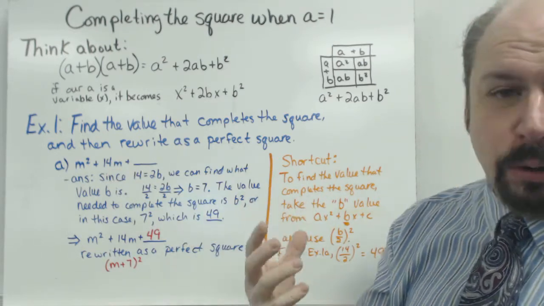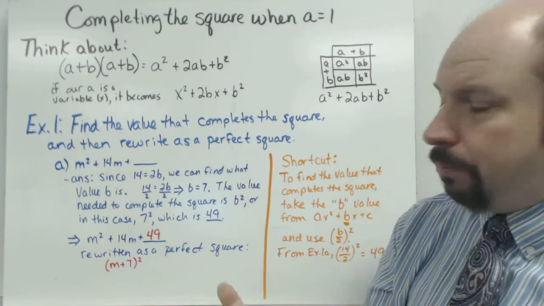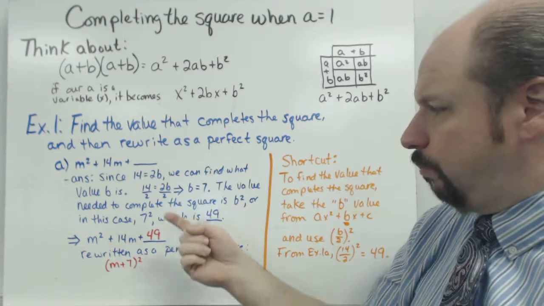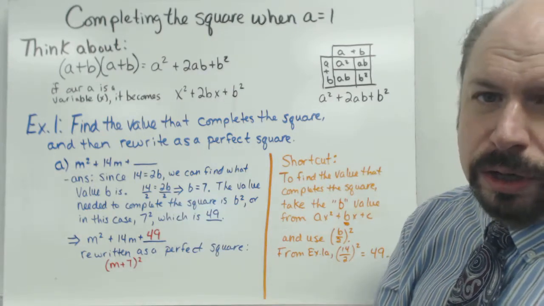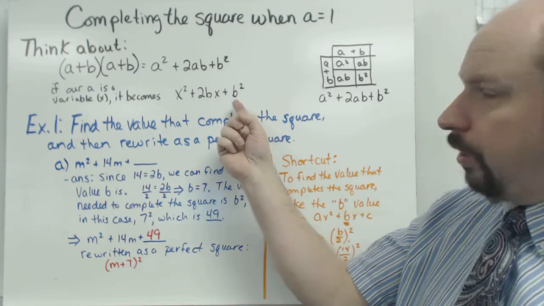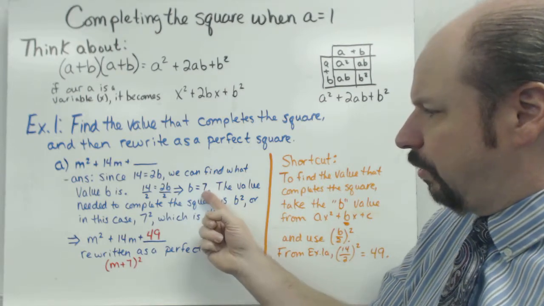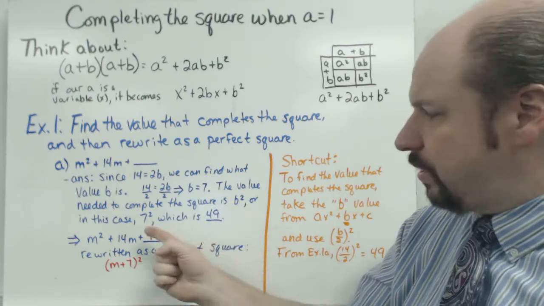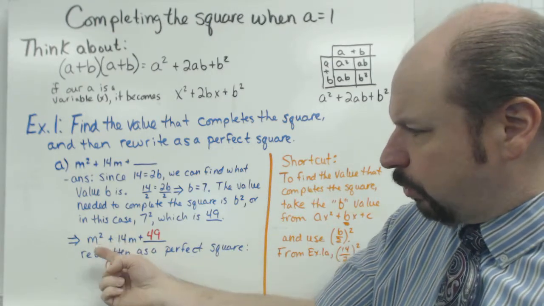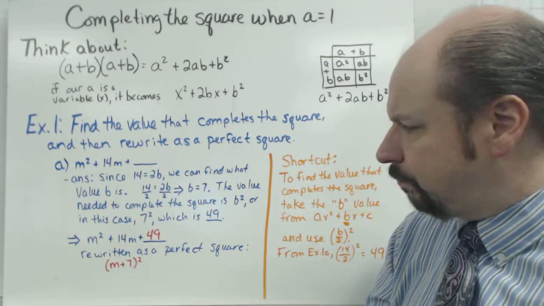So if we want to find out what b is, we can just say 14 equals 2b, and we can really easily find out what b is. Just divide both sides by 2, and we get b equals 7. And so to decide what number to put in here, notice this is b squared. So if we take the 7 that we know b is and square it, it becomes 49. So our perfect square trinomial becomes m squared plus 14m plus 49.